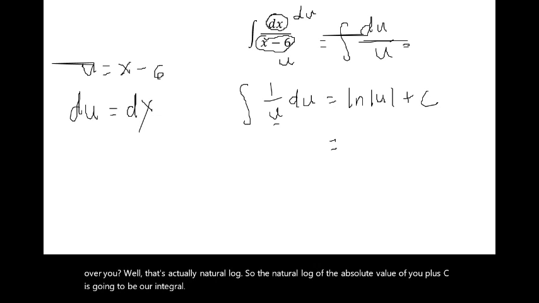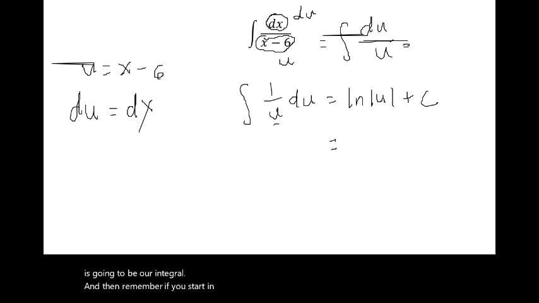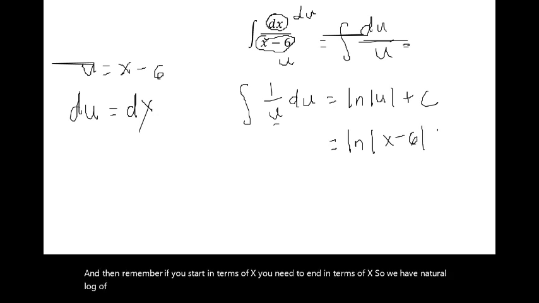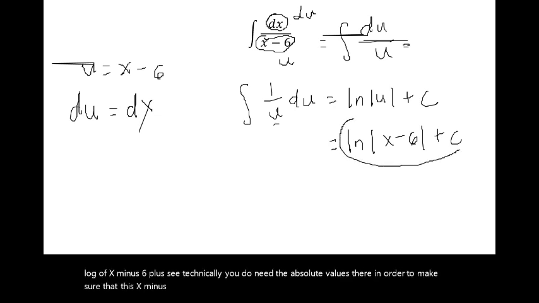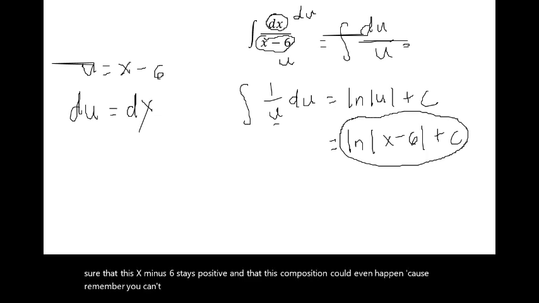And then remember, if you start in terms of x, you need to end in terms of x. So we have natural log of x plus 6 plus c. Technically, you do need the absolute values there in order to make sure that this x plus 6 stays positive and that this composition can even happen, because remember, you can't take the log of a negative. So basically, leave the absolute value bars there. You technically need them, so it's the natural log of the absolute value of x plus 6 plus c.